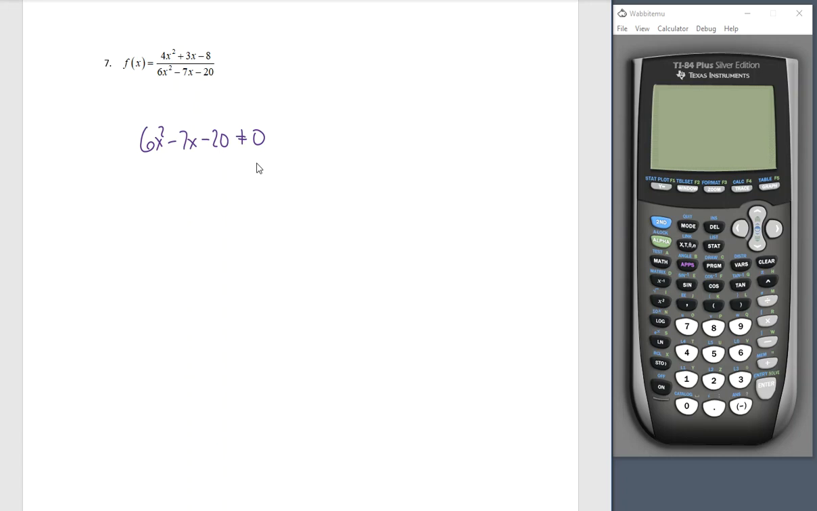Yes, rational functions will require a great deal of factoring. So if you need to go back and watch some of those factoring videos, you should do so. All right, how am I going to factor this? I'm going to multiply 6 times a negative 20 to get a negative 120. I need to multiply to be a negative 120 and add to be a negative 7.